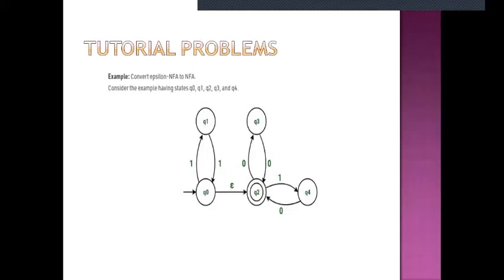Now we are going to discuss some tutorial problems in this topic. The first question is to convert the epsilon NFA to NFA. In this example, we have five states Q0, Q1, Q2, Q3 and Q4, where Q2 is the final state. This is an NFA with epsilon. You have to convert this problem into an NFA without epsilon.